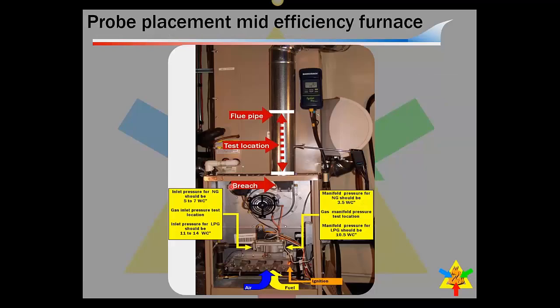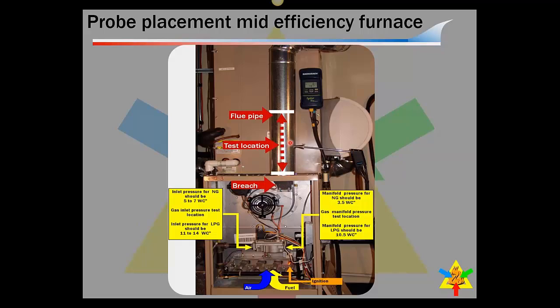Okay, this is a mid-efficient furnace. So this is any furnace that's 78 to 89% efficient. Proper probe placement for combustion analysis is within 18 inches of what we call the breech. Okay, so this is the inducer motor, and this point right here where the inducer motor connects to the flue is what we call in the industry the breech.